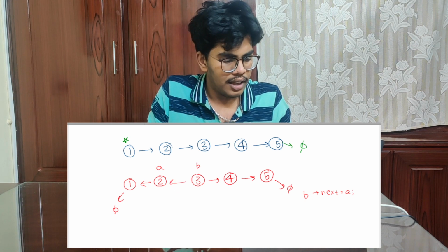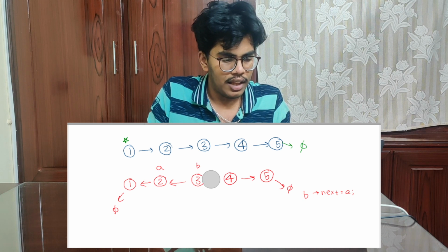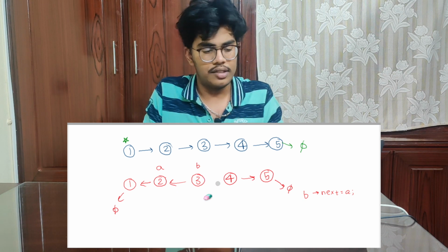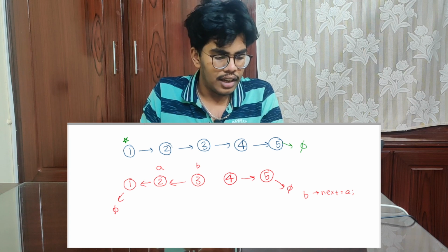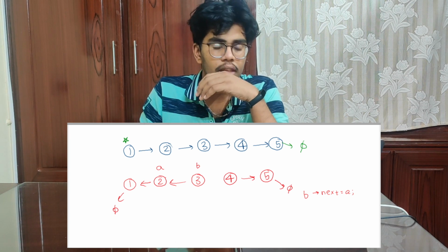Let me make it here. Since a link is being connected between B and A, the link between 3 and 4 gets lost, and you can't travel further, right? Because you lost access to node 4. So how to go about it?